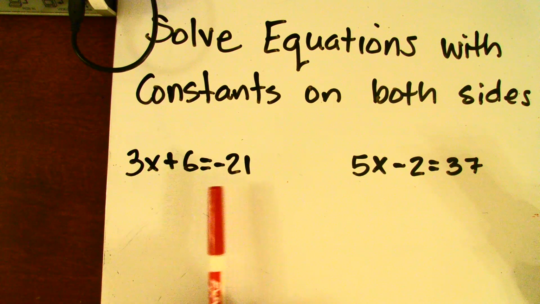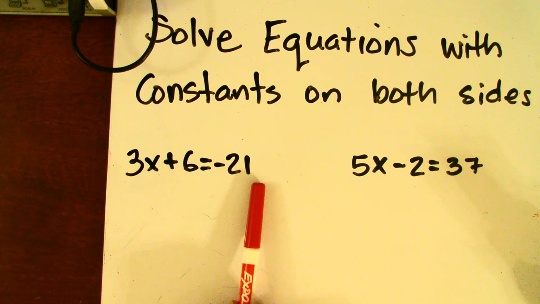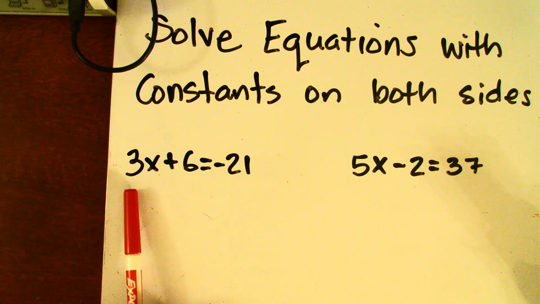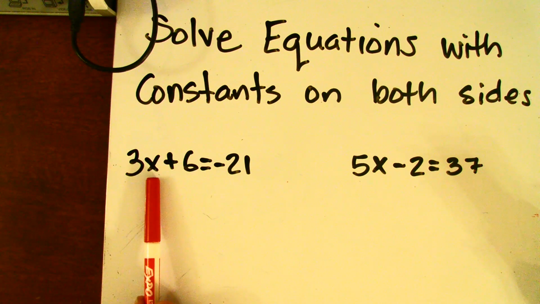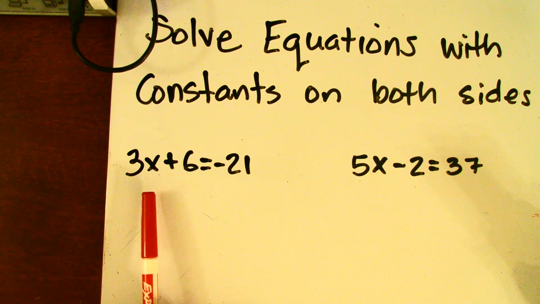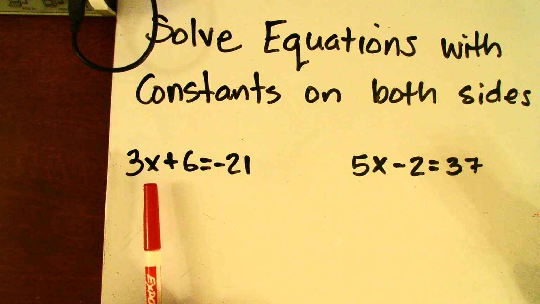You can see that we have a constant on both sides of the equal sign. We're also multiplying an amount to the variable. This is considered a multi-step equation because to solve for x, we have to utilize or apply two different properties of equality.